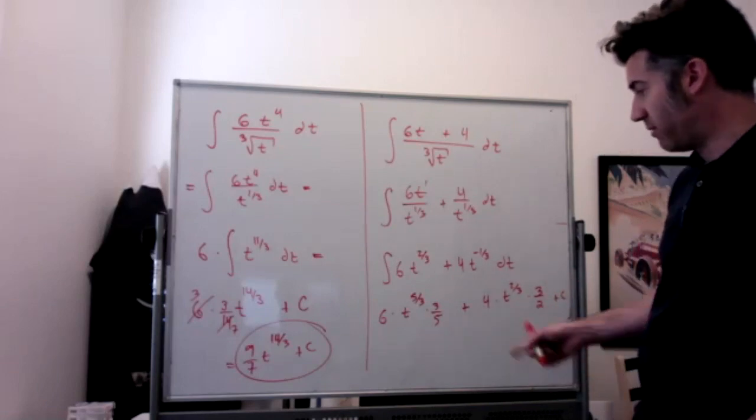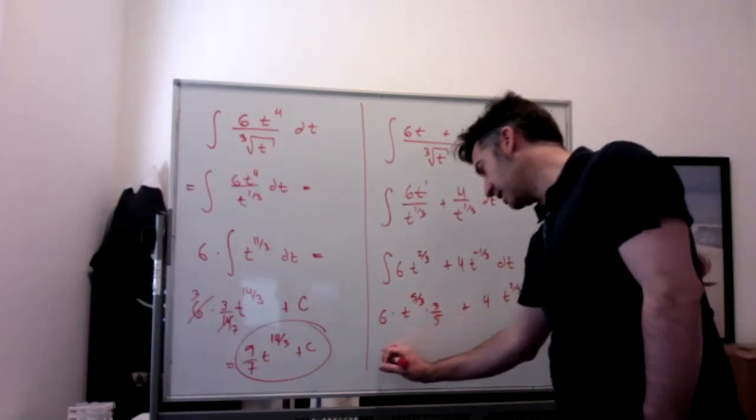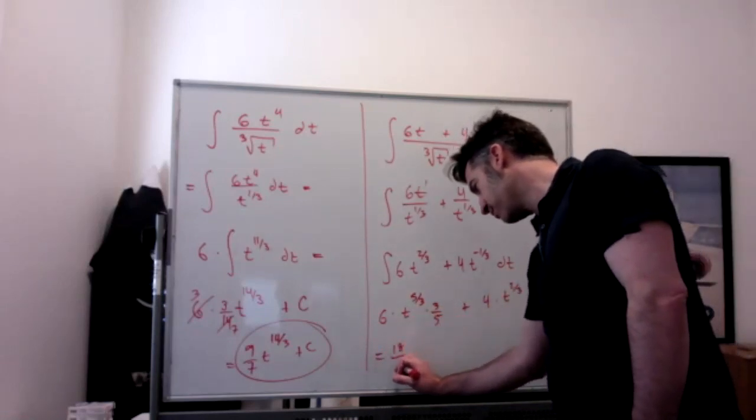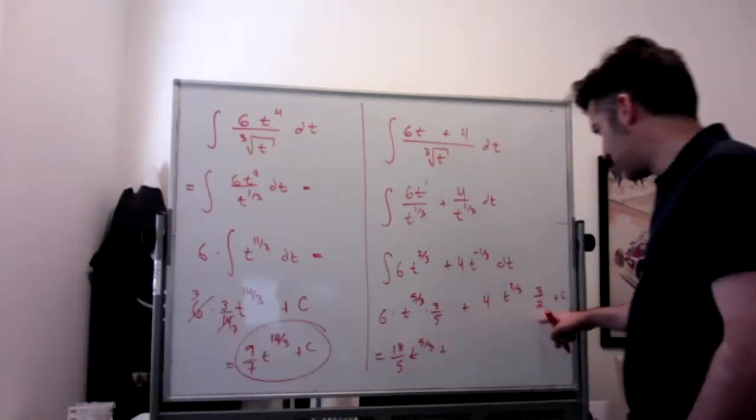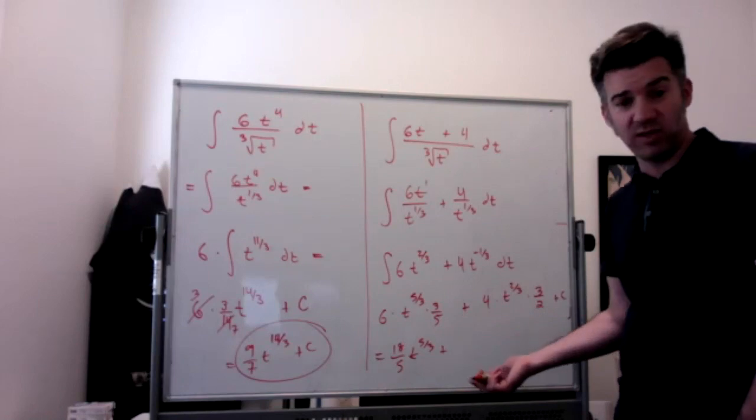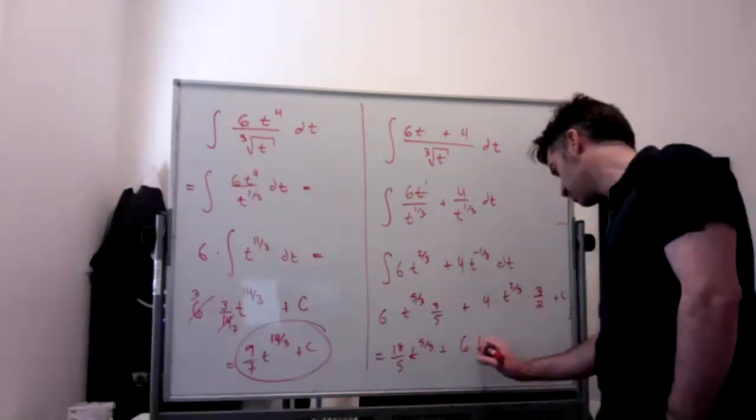And we should simplify. 6 times 3/5 is 18/5 t to the 5/3. 4 times 3/2 is going to be 12/2, which is 6 t to the 2/3.